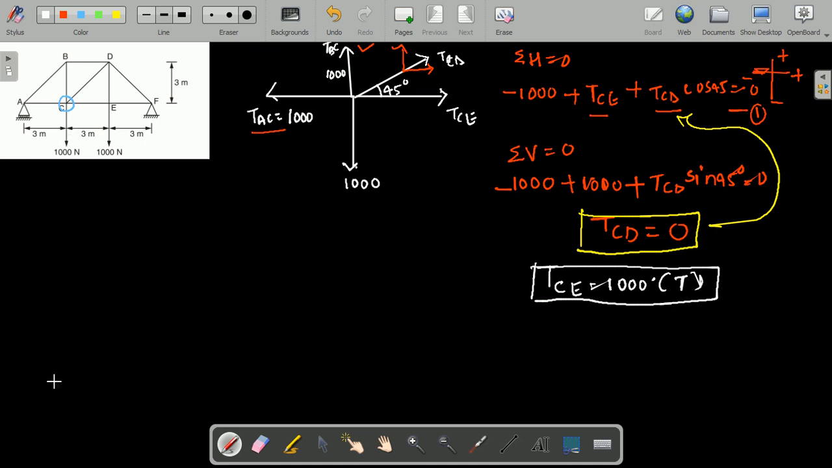Next I need to consider another joint so that we can find the unknowns. The procedure is the same, but after knowing some unknowns, we need to consider the different joints for the calculation. Now I am going to consider joint D. Yes, are you following?